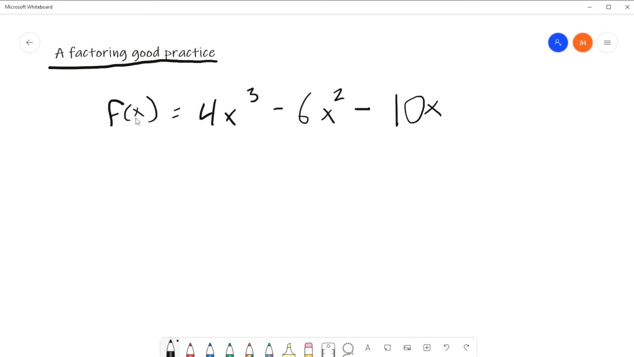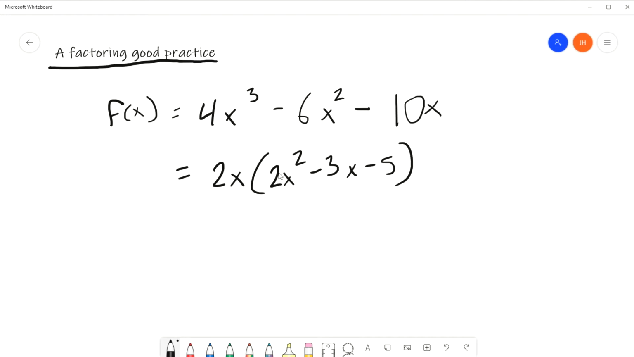So in this function f of x that I have here, I can see that every single one of my terms has a factor of 2, right? Every single number is even, and they all have a factor of x. So what I'm going to do is start off by factoring 2x out of this. If I pull 2x out, what does that leave me with? It leaves me with 2x squared minus 3x minus 5. So right away, I have already factored this a little bit and made the rest of my work a lot easier on me.